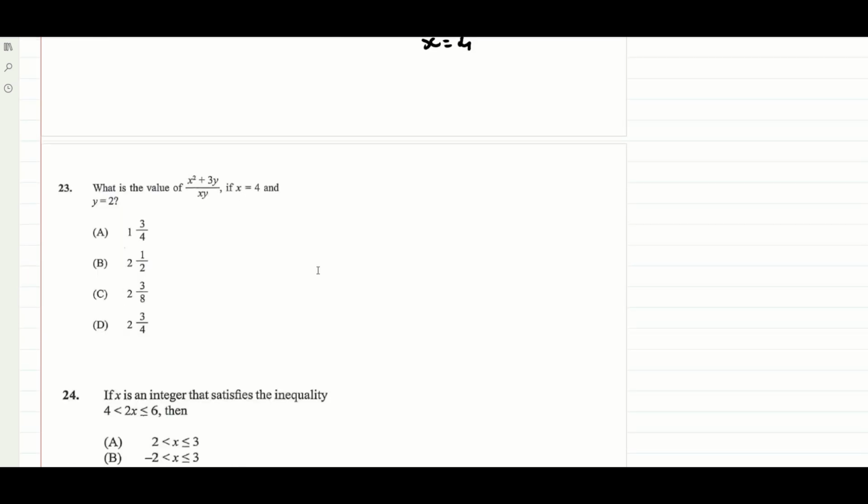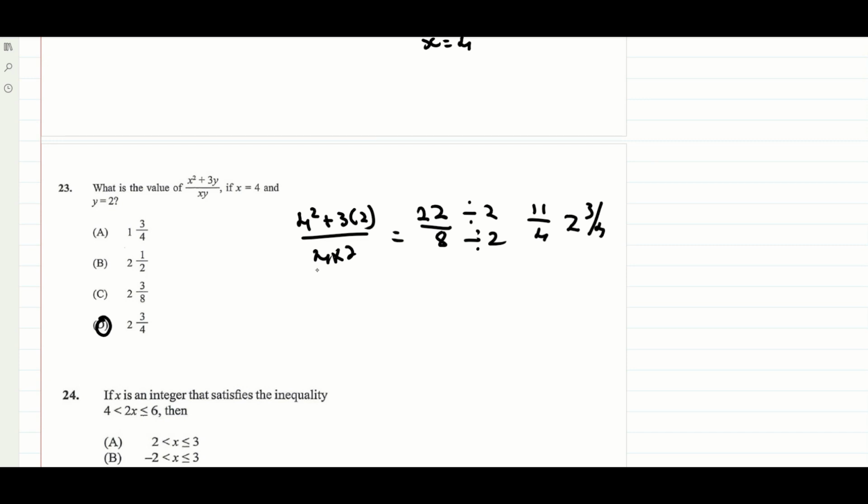We just now did this question here. So it's 2 3/4. This would be 4 squared plus 3 by 2 all over 4 by 2, which is 22 over 8, divisible by 2. So you get 11 over 4, which is 2 3/4.